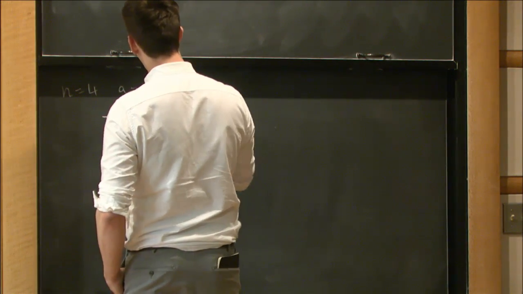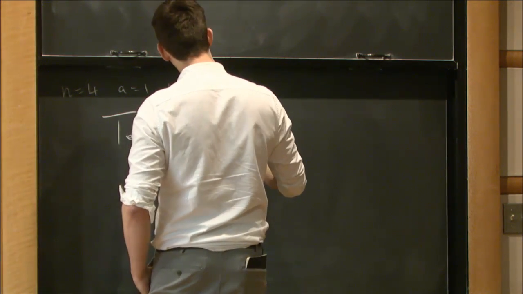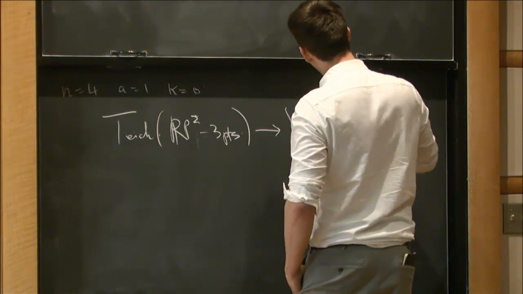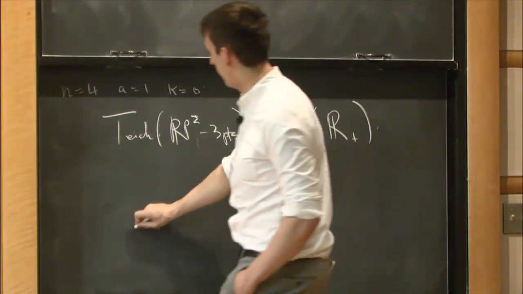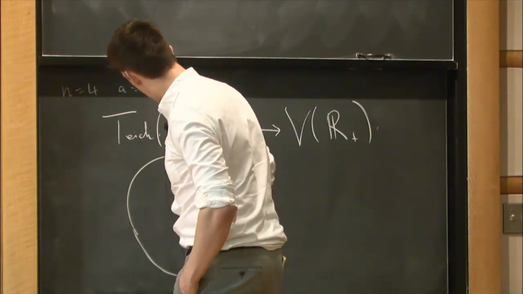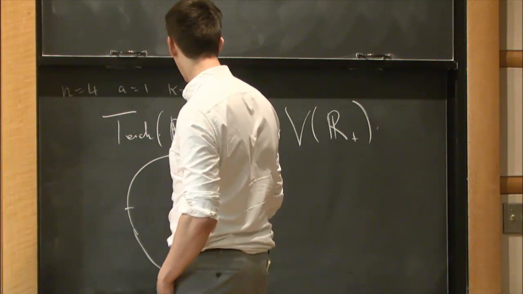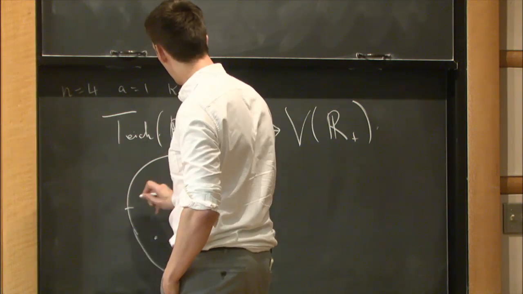So there's a natural map from the Teichmuller space of RP2 minus 3 points to the positive real points on the variety again. And I actually want to draw the picture for this as well. So the way this works is, okay, this is glued to this. This is a picture of RP2 with three punctures, 1, 2, 3.